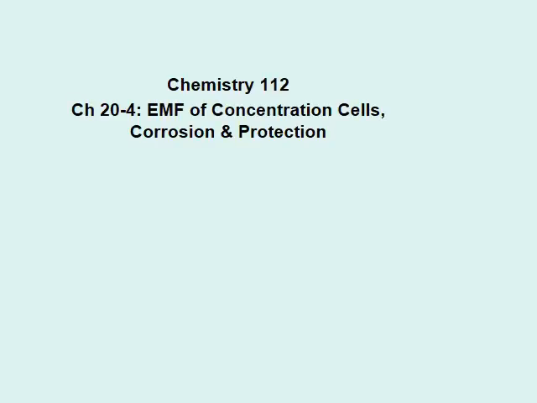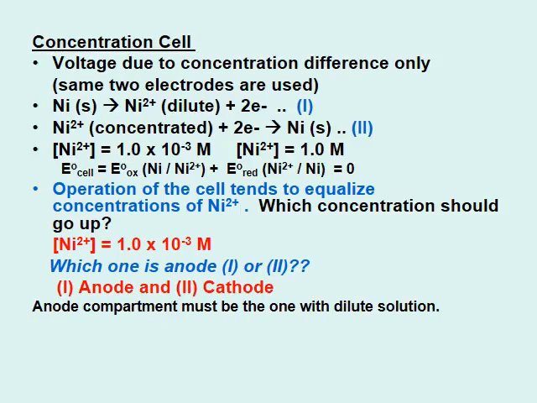In this section, we will discuss construction of concentration cells and how to calculate EMF, or cell potential, or cell voltage for concentration cells, followed by corrosion and protection. In a concentration cell, you have the same two electrodes, same solution, but their concentrations are different. So here voltage is due to difference in concentrations.